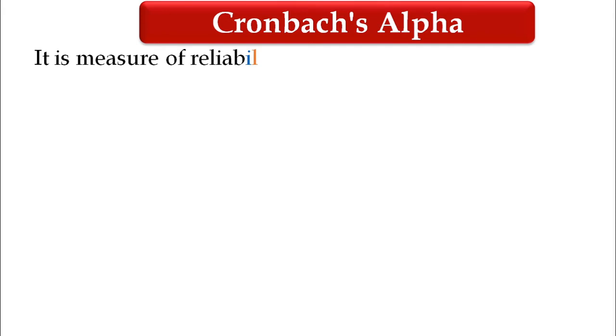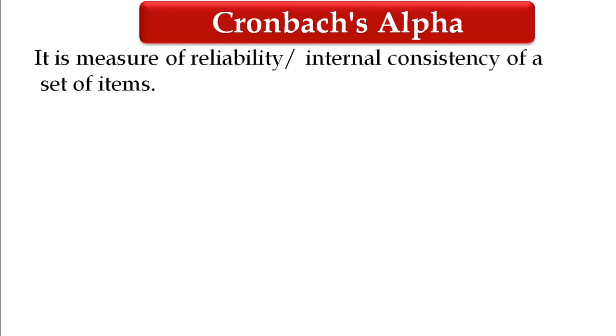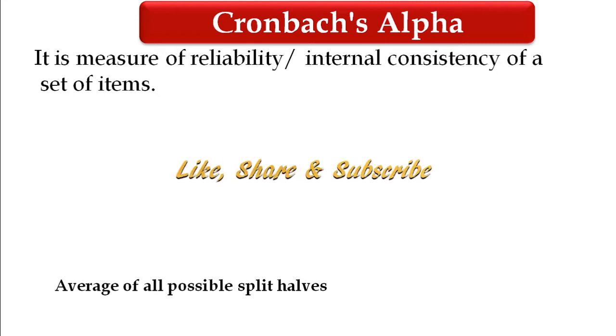It is a measure of reliability or internal consistency of a set of items. So it is the average of all possible split halves. Cronbach alpha comprises the average of all possible split halves. So we have split half reliability. In that, we break or split a test into two parts, first part and second part, and then we find the correlation between the first part and the second part. That is called internal consistency. So Cronbach alpha is the way to find internal consistency or reliability with the help of split halves.